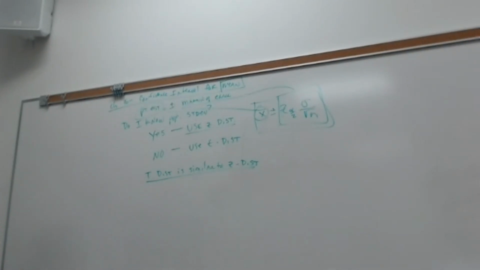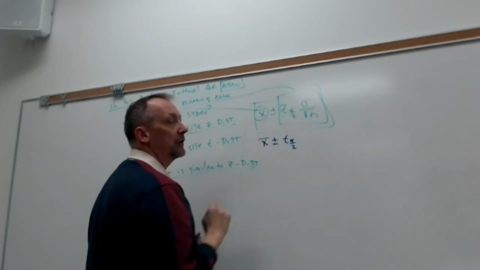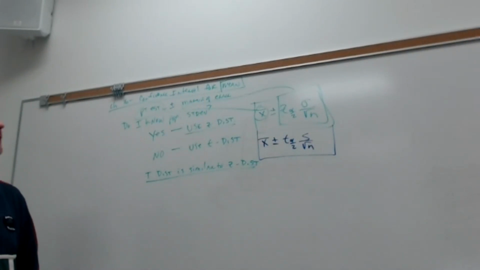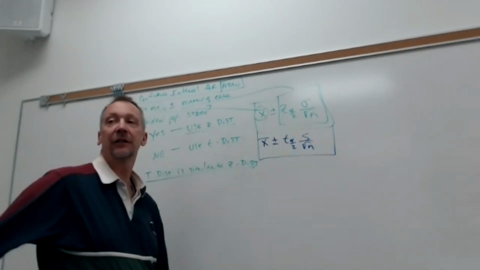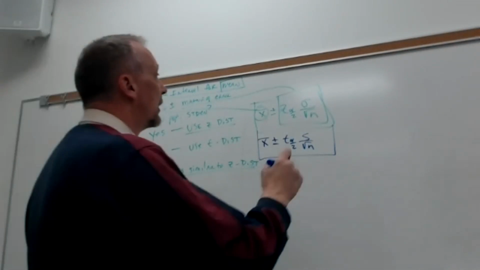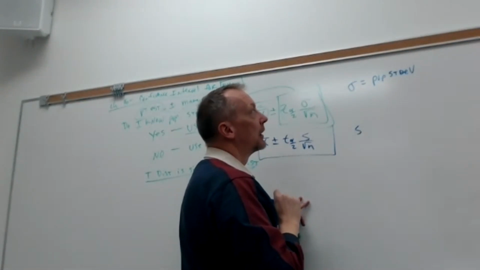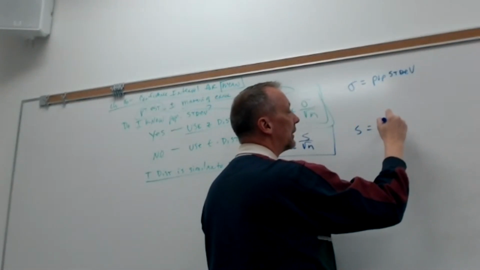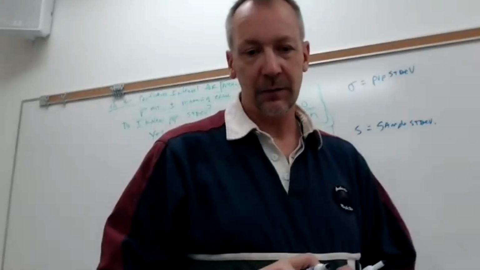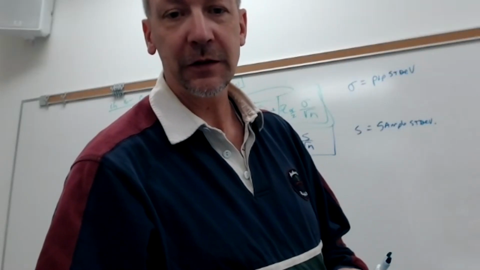Okay? The formula, if you're using the t distribution, is going to be very similar. It's going to be x bar plus or minus t sub alpha over 2 times s over the square root of n. So you can see those formulas are very, very similar. One's a z, one's a t, one's a sigma, one's an s. Okay? Yes? What does sigma stand for again? Which standard deviation? Population standard deviation. What does s stand for? Sample standard deviation. Okay? All right.